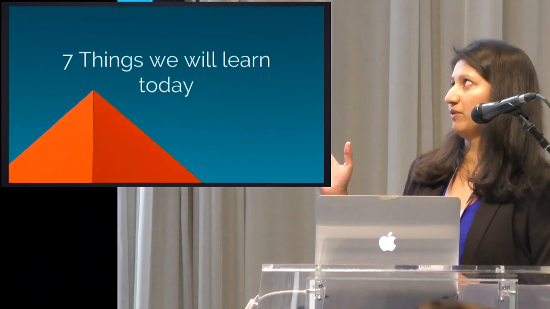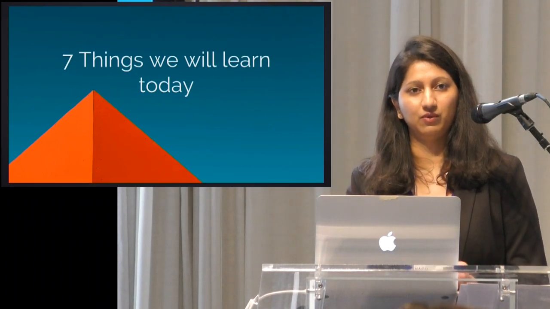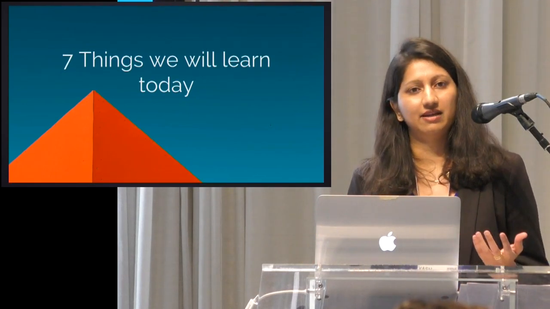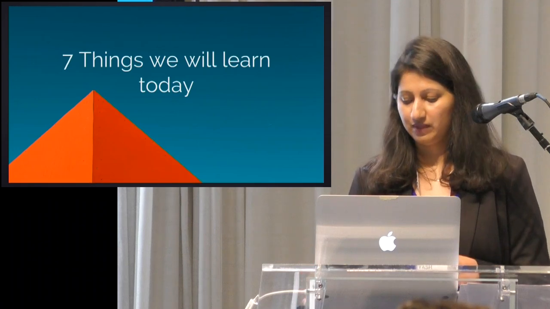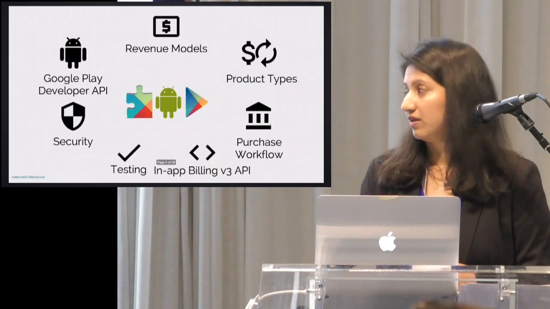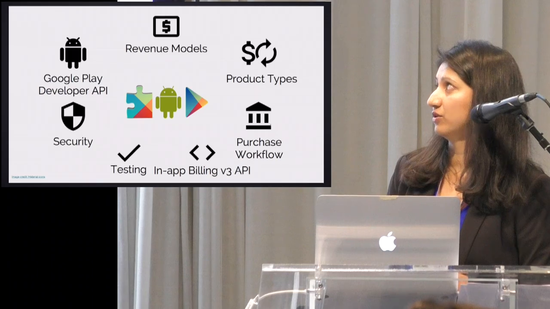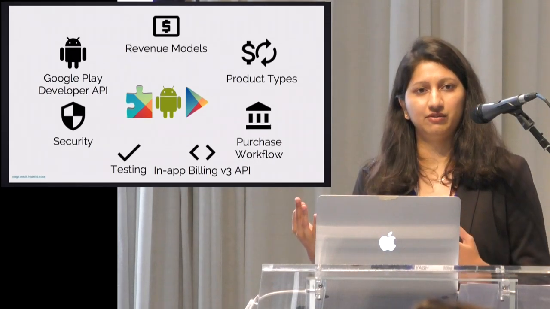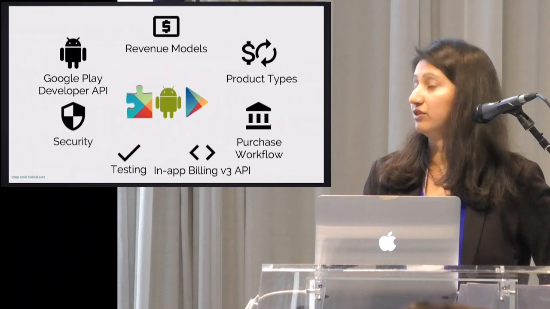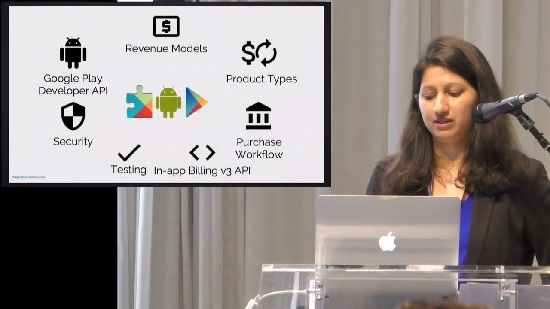So there are seven things we will be learning today, starting from what revenue models you can use, what best fits your use case, and going through what client-side API and server-side API you should be using, and some best practices for implementing this. The first one is revenue models. So in Google Play Store, you have three revenue models. We'll go in depth into this in a bit. You also have different kinds of product types. If you're going with a freemium model, you have two different kinds of product types.